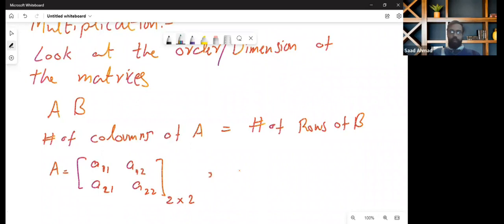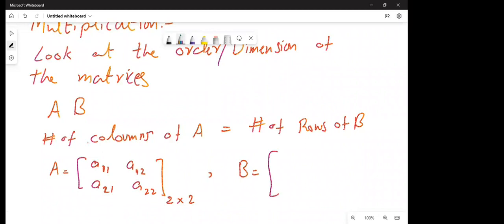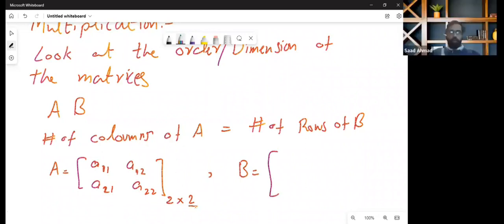Now if we have another matrix B, what we said is the number of columns of A, which is 2, should be equal to the number of rows of B. So we can have B11 and B12, sorry, and B21, because row comes first and then the column. So let's multiply them.